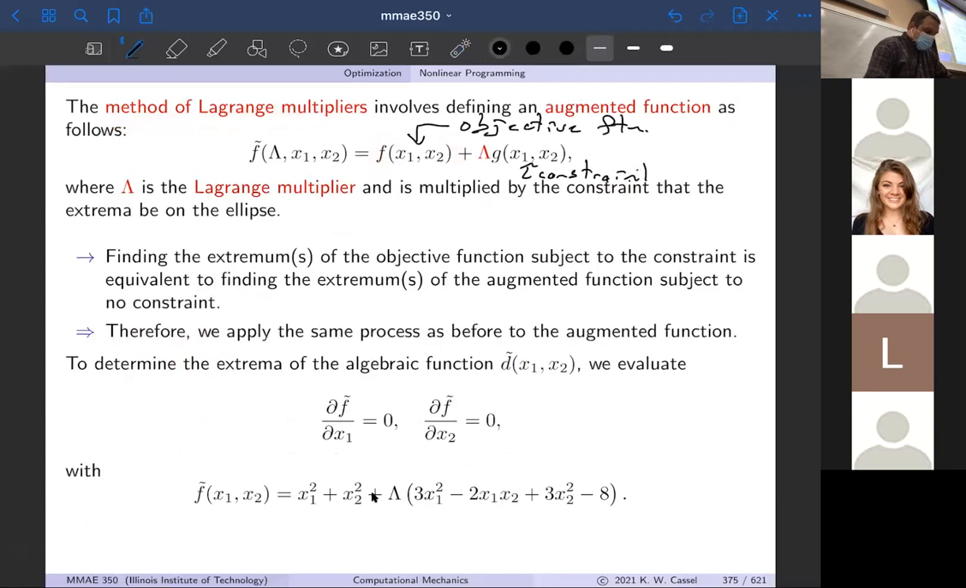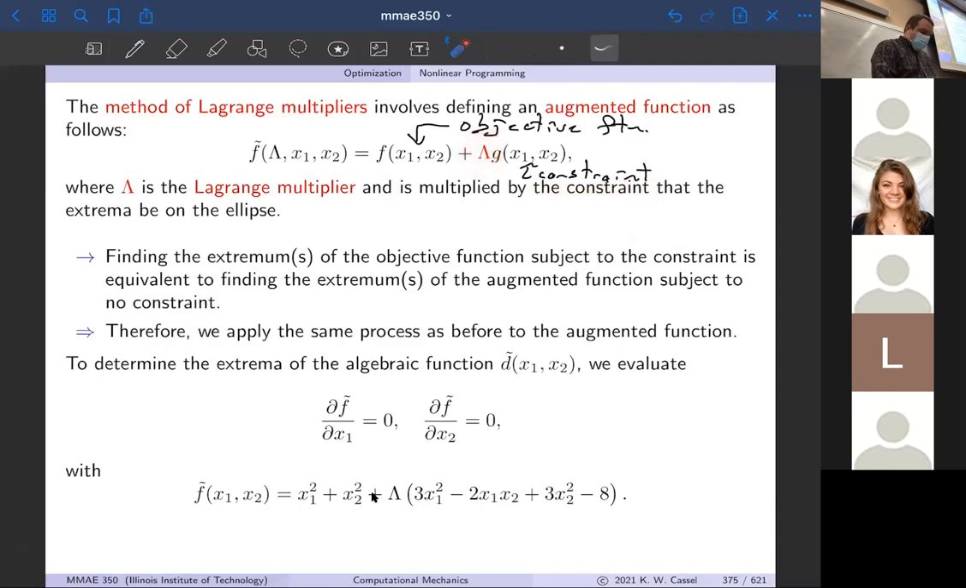And that says that the x1 and x2 have to be such that they are on the ellipse. And that's what keeps it from going to 0 or going to infinity. The capital lambda here is the Lagrange multiplier.